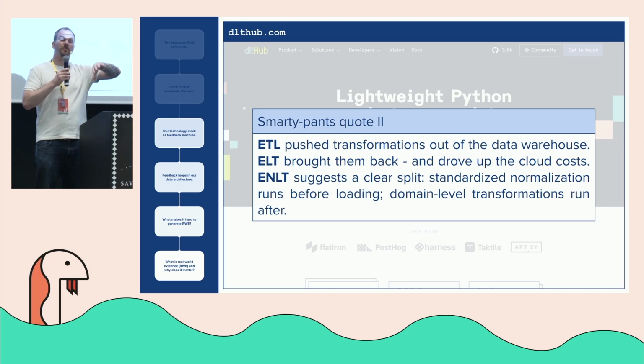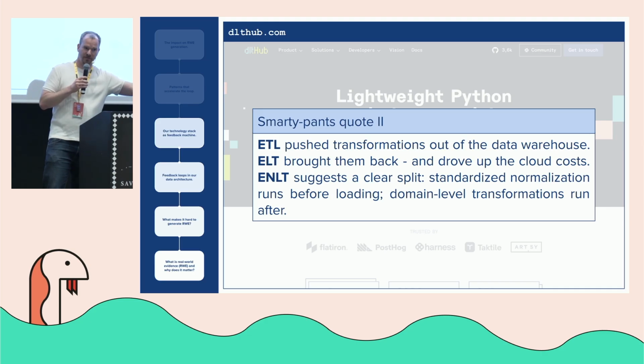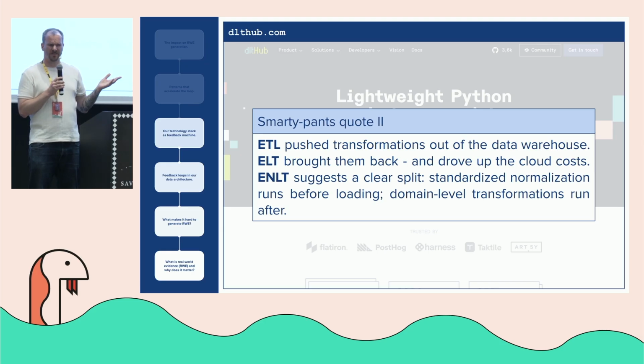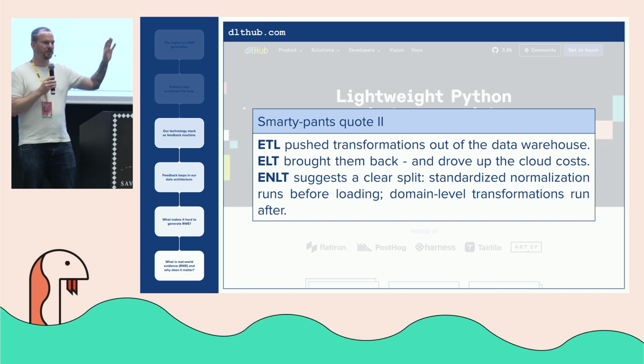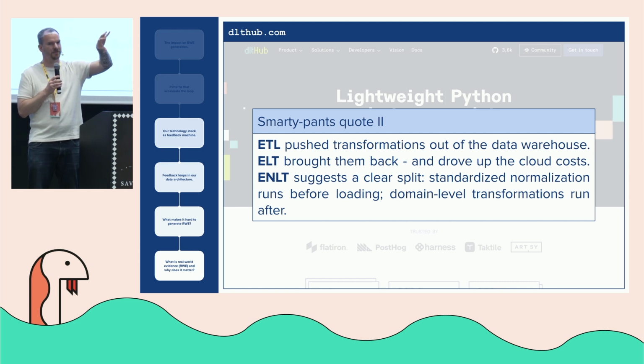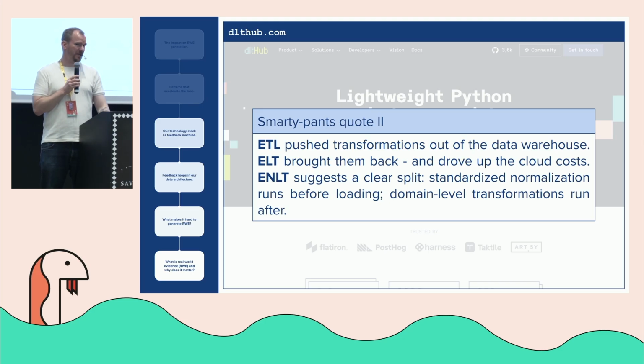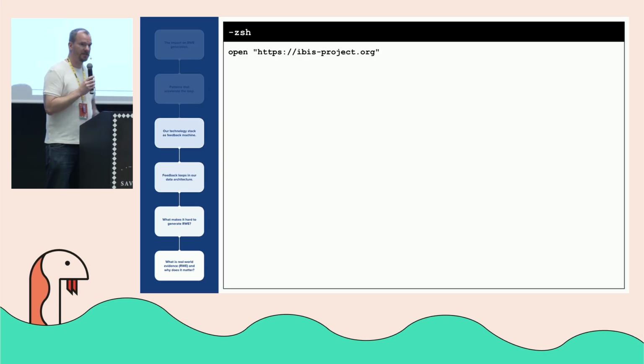And with DLT, you can do this kind of transformation outside of the data warehouse, and the business-created, domain-specific transformations inside the data warehouse. I heard that they call this ENLT, so extract, normalize, load, transform. I like this mindset a lot. And for us, in some cases, by moving over to DLT, we actually could cut our data warehouse costs by 50%, because the normalization of large JSONs is very expensive inside a data warehouse.